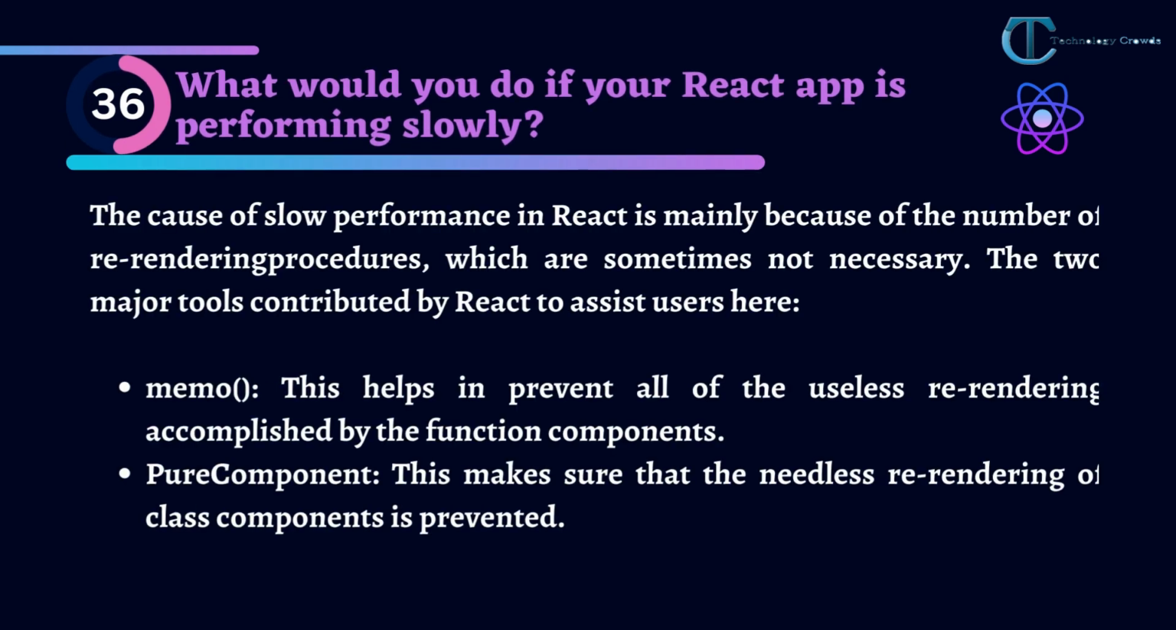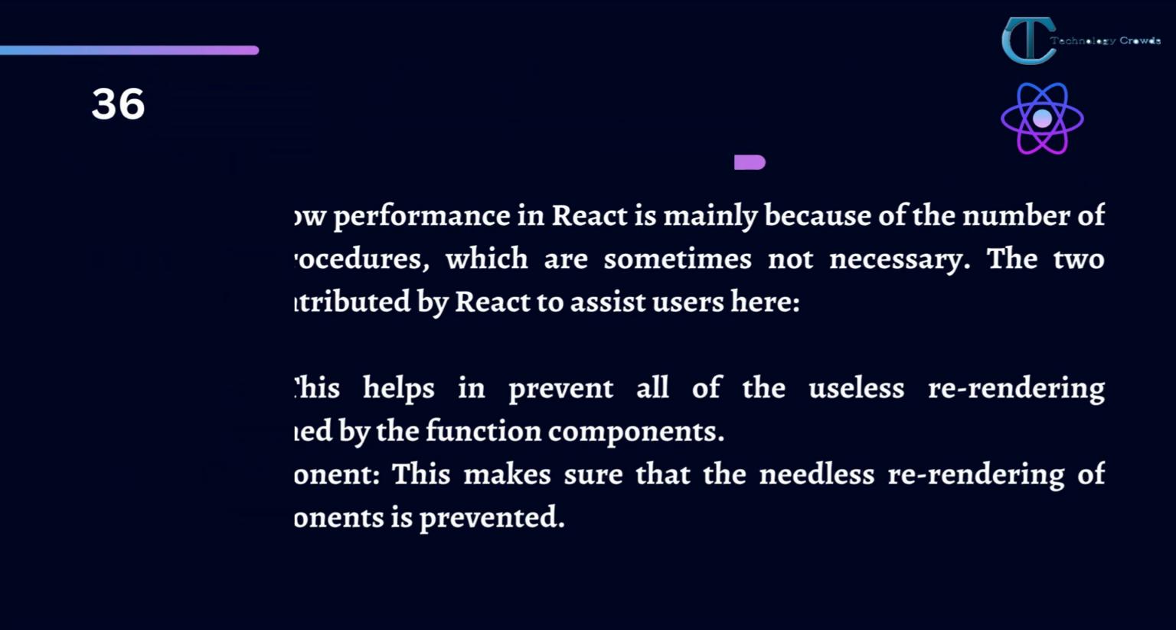36. What would you do if your React app is performing slowly? The cause of slow performance in React is mainly because of the number of re-rendering procedures, which are sometimes not necessary. The two major tools contributed by React to assist users here. Memo: this helps in preventing all of the useless re-rendering accomplished by the function components. Pure component: this makes sure that the needless re-rendering of class components is prevented.